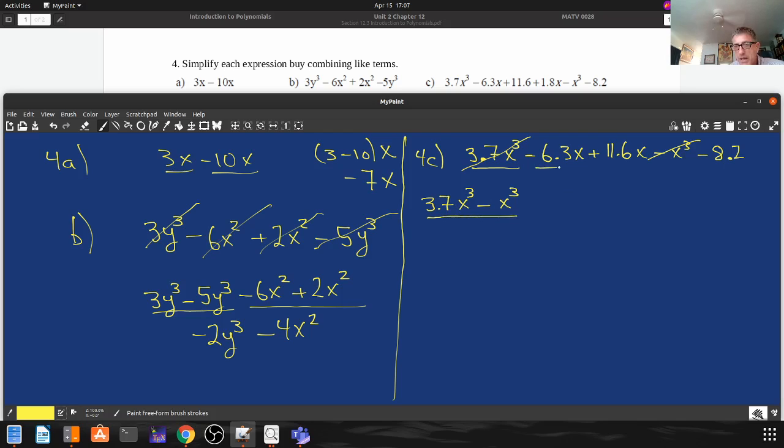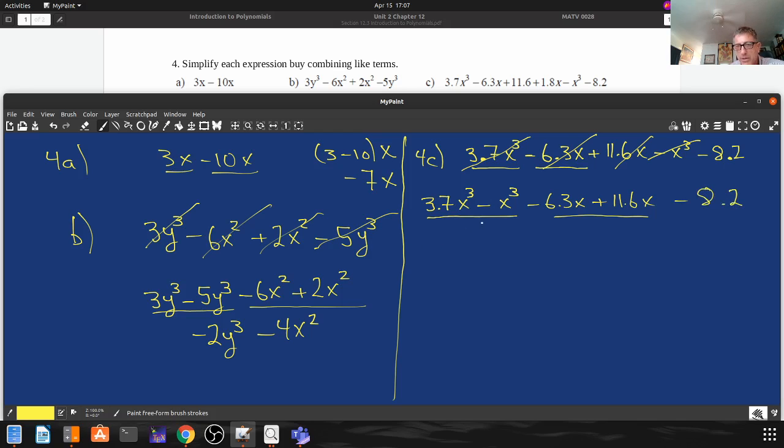Now I start with my next, minus 6.3x. So I've written it down there. Is there any other x terms up there? Yeah. Plus 11.6x. So those are like terms. And then I have my constant term, 8.2.